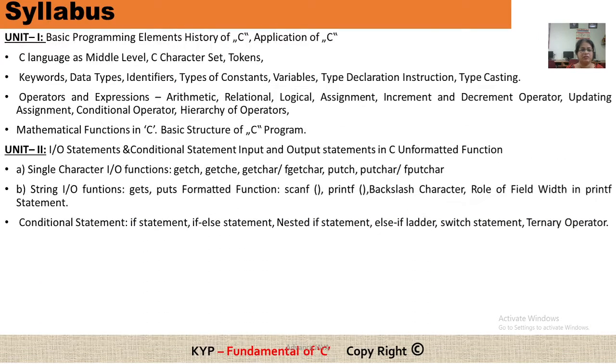First we will go through the first point, that is, what the syllabus is. This paper contains four units. The first unit will give the basic knowledge of the paper, that is the history and the application of C. Then it will also explain what the C language is, what the tokens, character sets and keywords involved in this programming language are, data types, identifiers, types of constants, variables, typecasting, and operators and expressions.